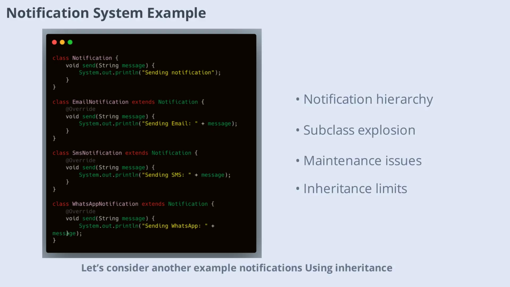Let's consider another example, notifications. Using inheritance, you might create email notification, SMS notification, and WhatsApp notification classes, all extending a notification base class. As the system grows, this hierarchy can become hard to manage. Each new notification type means a new subclass, and changes to notification can ripple through all children. This approach can quickly become unwieldy in large systems.